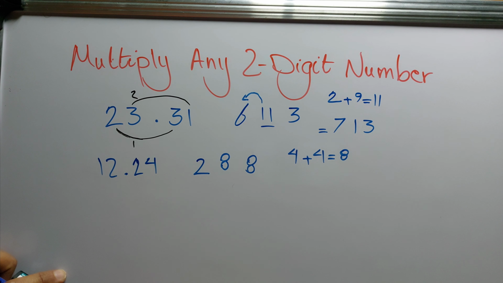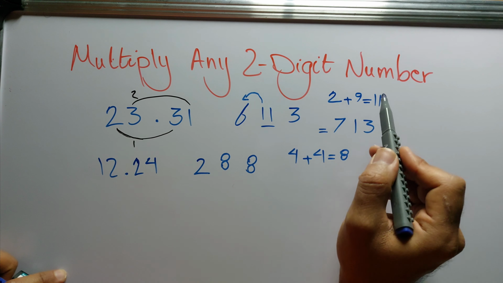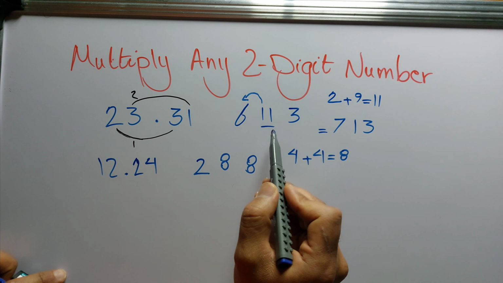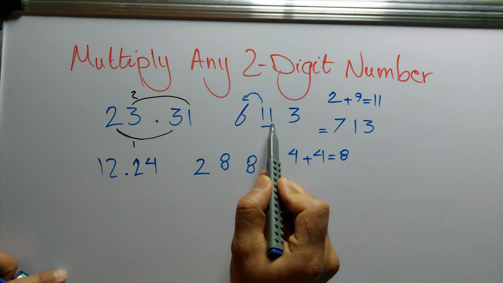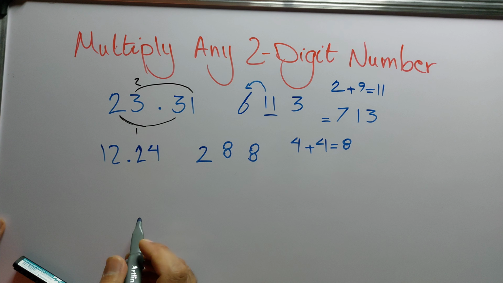So 288. In the first example, in the middle step we ended up with a two-digit number, 11. Then we wrote 11 here, and we kept the right-hand side digit and put it here.